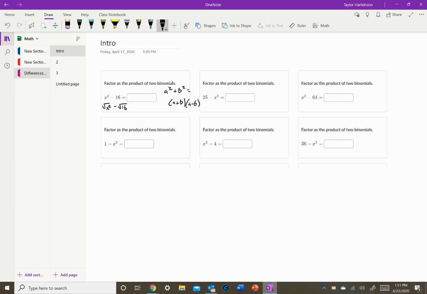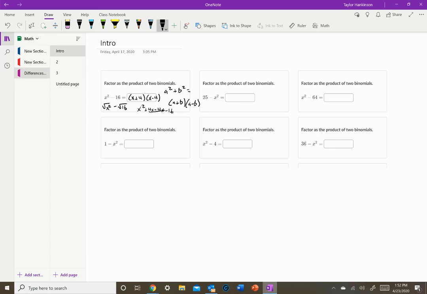If I take this first example here, the square root of x squared is going to be x, and the square root of 16 is going to be 4. So I can write this as x plus 4, and then my other one is going to be x minus 4. If I multiply these together, I get x squared plus 4x minus 4x minus 16. And the middle terms are going to cancel out.